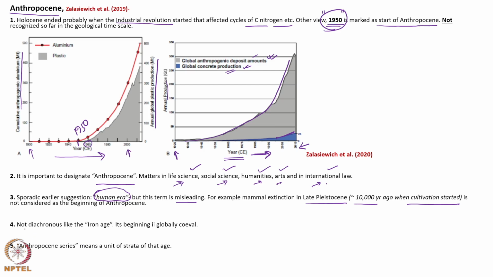Note that the term Anthropocene is not diachronous like the Iron Age. What is the meaning? The Stone Age, the Iron Age, the Bronze Age, etc. do not indicate coeval timing in different civilizations. It is not that so many thousand years back, simultaneously, civilizations which were widely separated started using iron or bronze or copper or even stone tools for their livelihood. So, once we say Iron Age or Stone Age or Bronze Age, we do not mean a particular time worldwide. Therefore, these terms are diachronous, they are not time parallel.